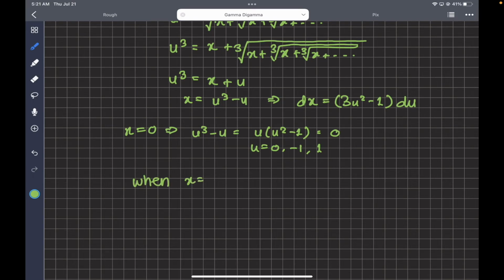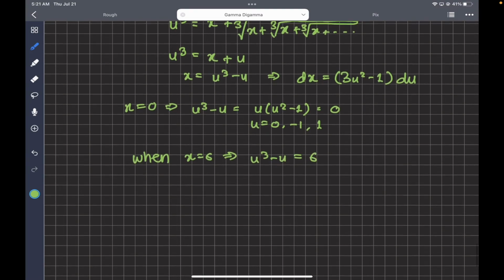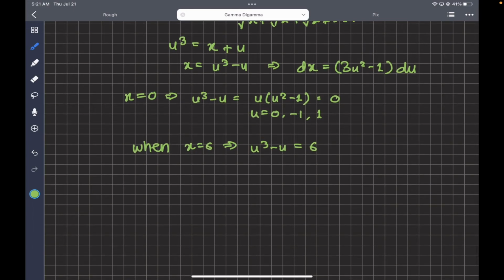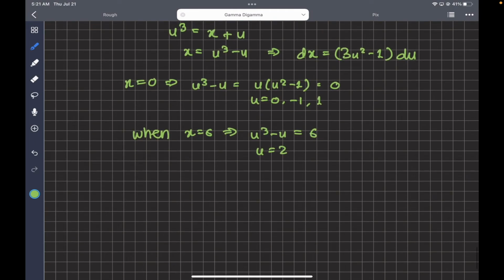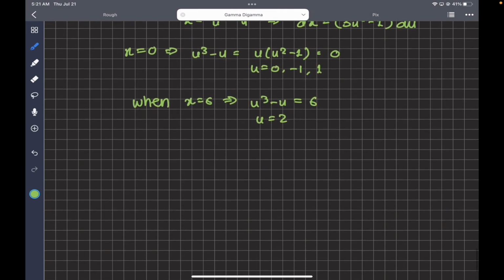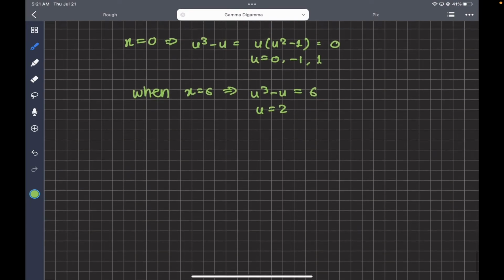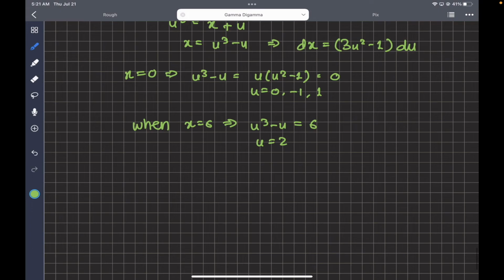When x equals 6, we have u cubed minus u equals 6. Considering this appeared on this integration bee, which had a small time limit to it, the solution to this equation was pretty simple. That's u equals 2. It's the unique integer solution, I think. Yes. Now, which 0 do we choose?